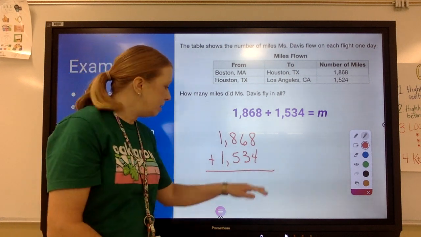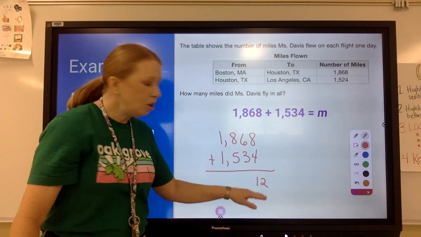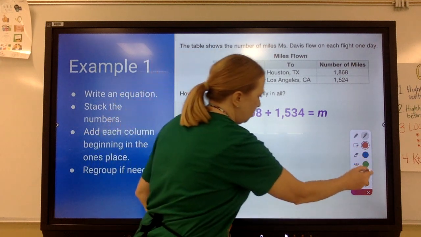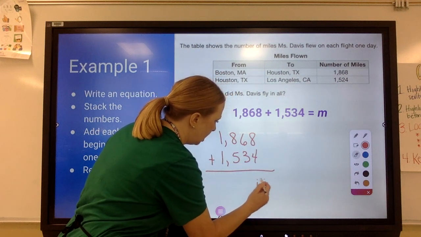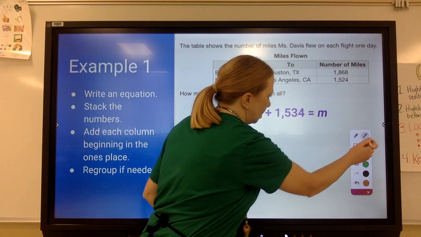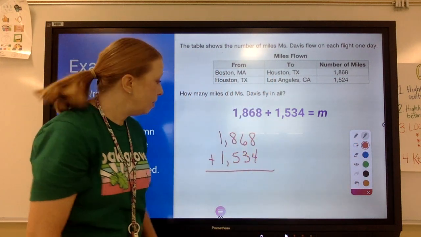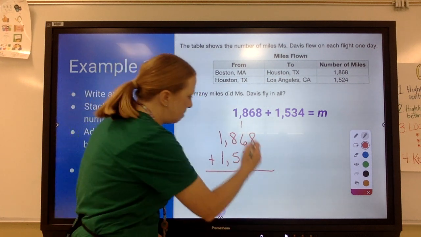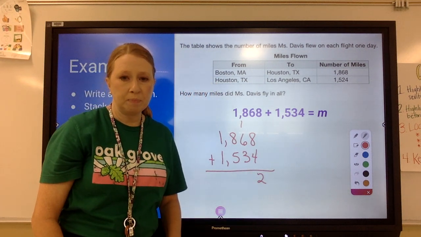Now, I can't come down here and write 12 like this. I can only write one digit down there. So I'm going to have to regroup right here. So what does that mean? When I add 8 plus 4 and get 12, I have to put my 1 over the next column and my 2 down here underneath my 8 and 4.